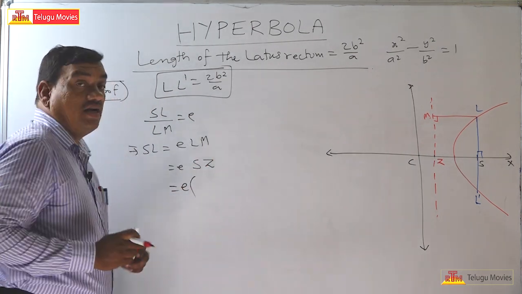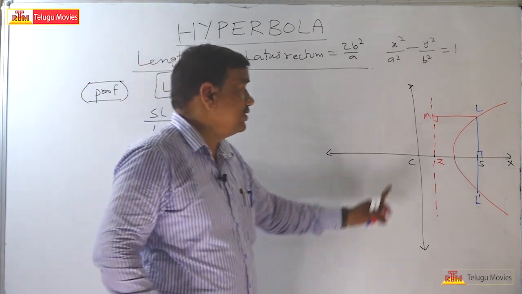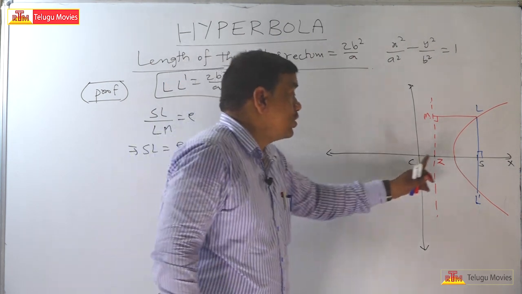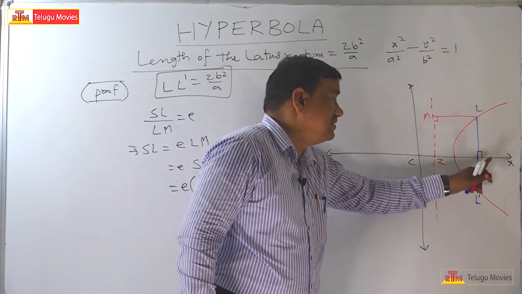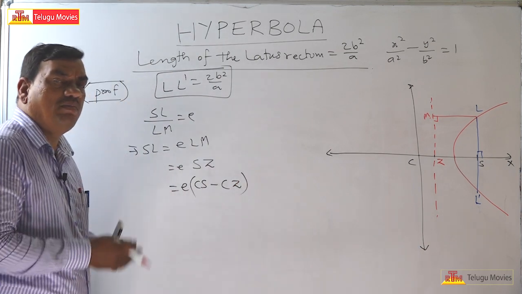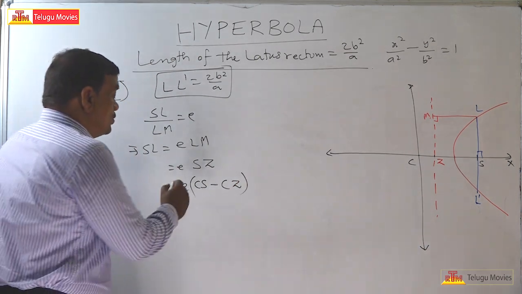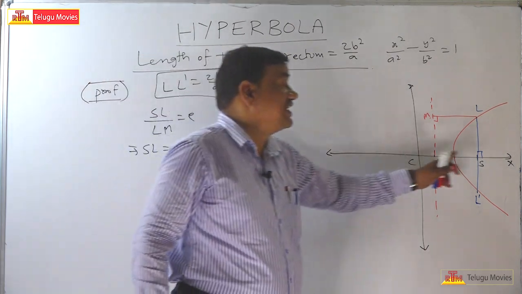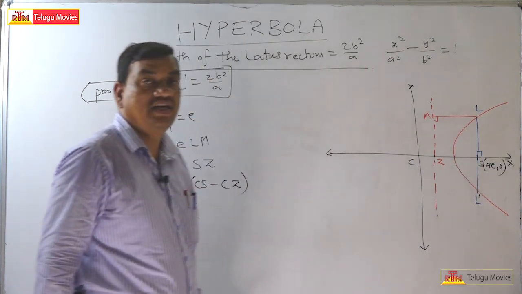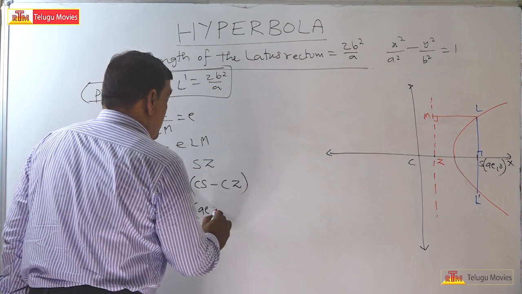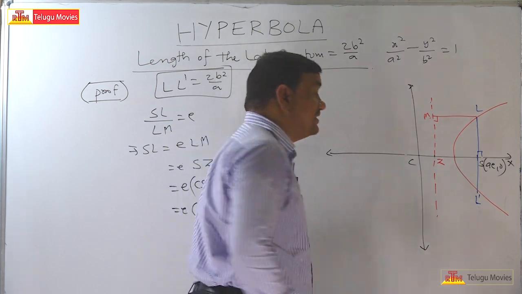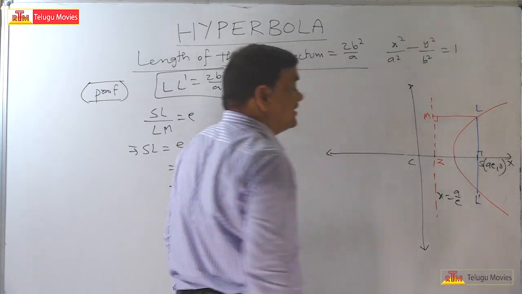So whatever may be the distance, you calculate from the center. Take center C as the base point. Now we want the SZ length. This is nothing but CS minus CZ. Whatever may be the length, from the center you calculate. So this is equal to E times CS. S we already know, the foci, that is AE comma 0. Therefore this is AE minus CZ. CZ is nothing but x is equal to A by E.